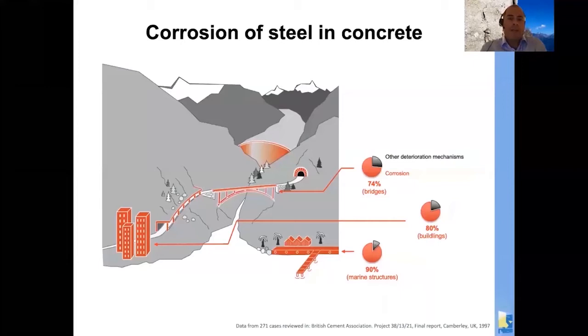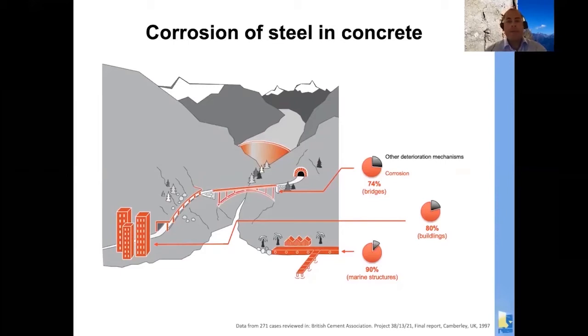Another issue is that corrosion of steel in concrete is the most frequent cause for premature deterioration of concrete structures, as can be seen from this figure here that illustrates an evaluation of case studies from the UK, also from 1990s. Especially in the case of road bridges and in the case of marine structures, it is chlorides that are the main cause for corrosion of steel in concrete.